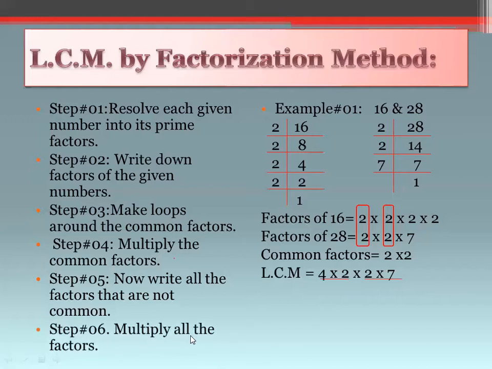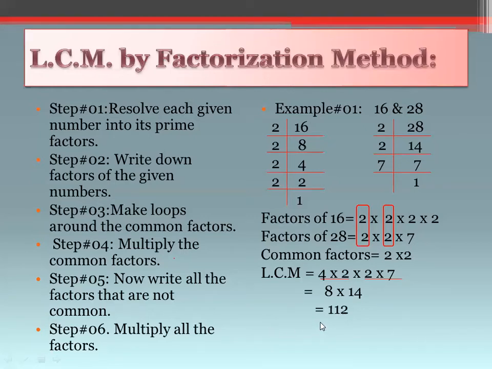Now at the end, to find out the LCM, you will multiply all the factors, including common and uncommon. To make your calculation easier, you will make pairs here. So 4 into 2 will become 8, and 2 multiplied by 7 will become 14. And then you have to multiply these numbers. So 8 multiplied by 14 will become 112. So here is your LCM.